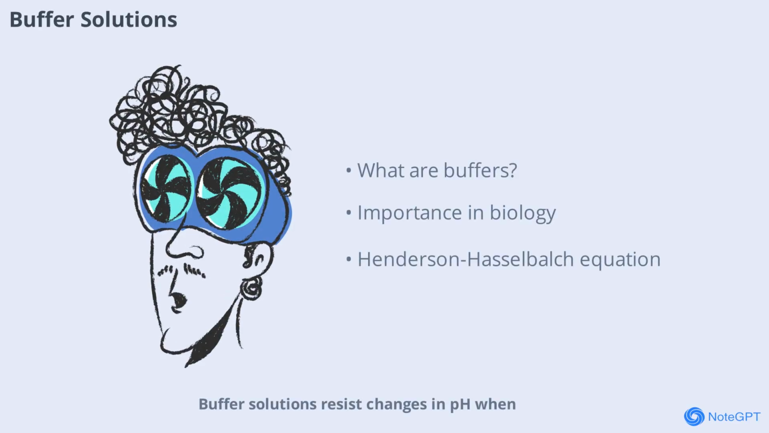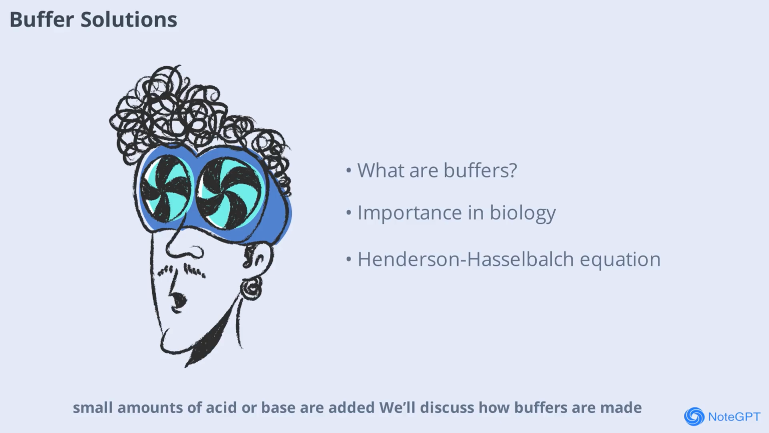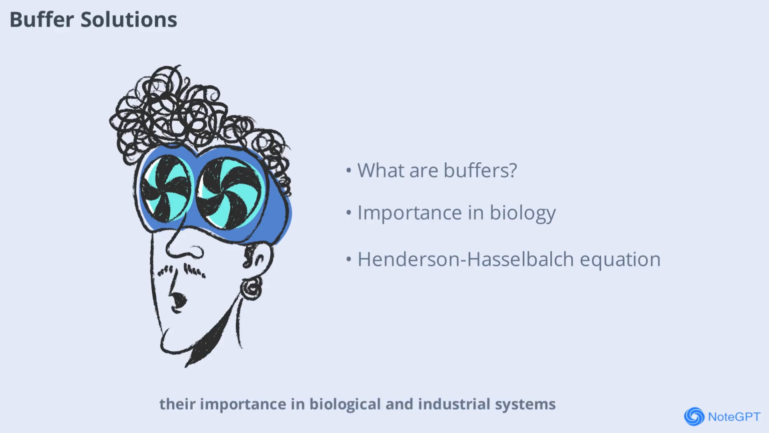Buffer solutions resist changes in pH when small amounts of acid or base are added. We'll discuss how buffers are made, their importance in biological and industrial systems, and how to calculate their pH using the Henderson-Hasselbalch equation. Buffers play a vital role in maintaining the stability of chemical and biological systems.